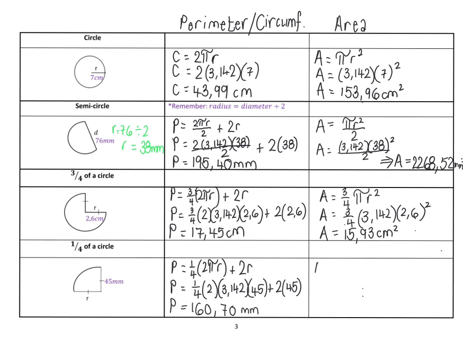And then if we go on to the area, that would be, of course, 1/4 of pi r squared, which just means 1/4 multiplied by pi r squared. So if I substitute the values, pi's approximation of 3,142 and the radius value of 45, and I put it into my calculator as is, it gives me 1,590,6375, which rounds to become 64 to the nearest second decimal place. So that would be in millimeters squared.